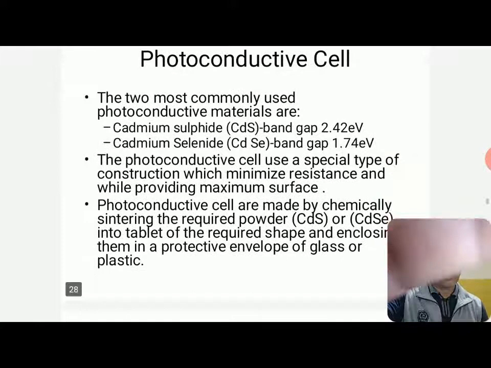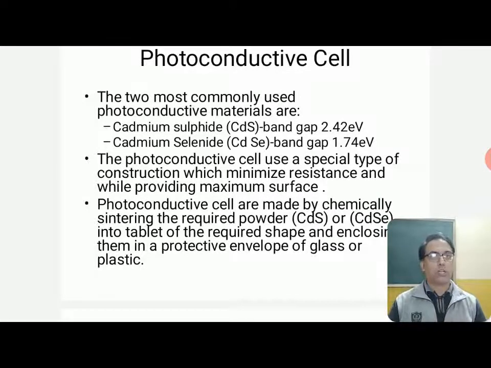Now, the two most commonly used photoconductive materials are cadmium sulfide, that is CdS, having a band gap of 2.42 electron volt, and second is cadmium selenide, that is CdSe, with a band gap of 1.74 electron volt. The photoconductive cell uses a special type of construction which minimizes the resistance and provides the maximum surface.